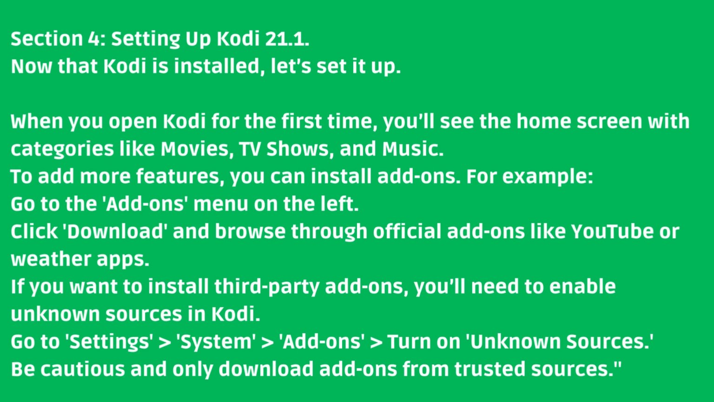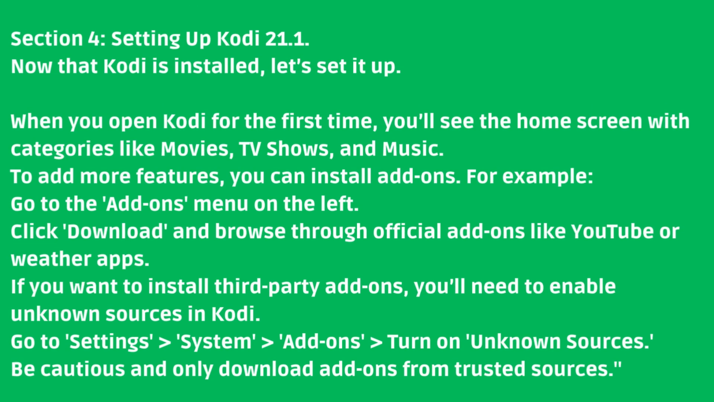Now that Kodi is installed, let's set it up. When you open Kodi for the first time, you'll see the home screen with categories like movies, TV shows, and music. To add more features, you can install add-ons. For example, go to the add-ons menu on the left. Click Download and browse through official add-ons like YouTube or weather apps.